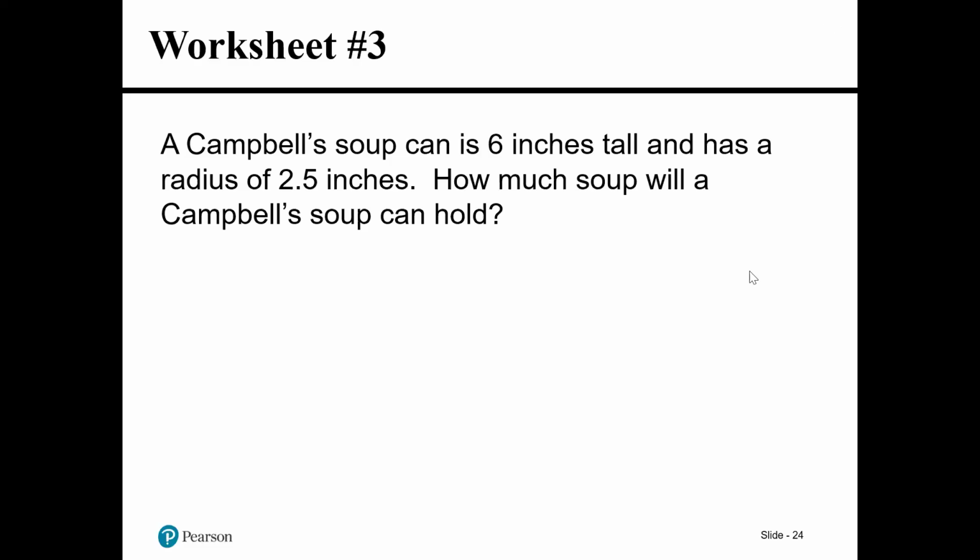All right, so the Campbell soup can, I'm going to draw a little picture on the side, and then I'm going to grab the formula. So we have a little soup can. We know the radius of the soup can is 2.5 inches. We know the height of this can is 6 inches. So we have an R and we have an H. Now we want to know how much soup the can will hold, so we're being asked to find the volume of a cylinder.